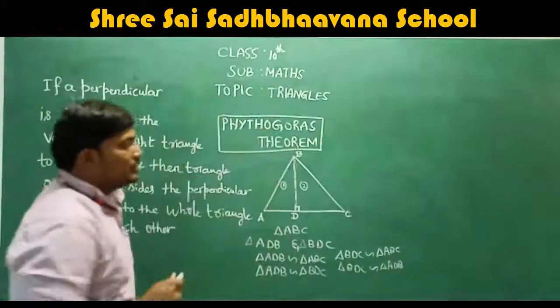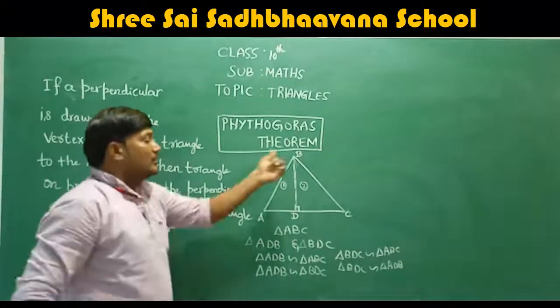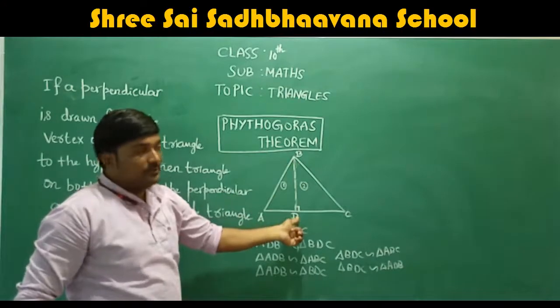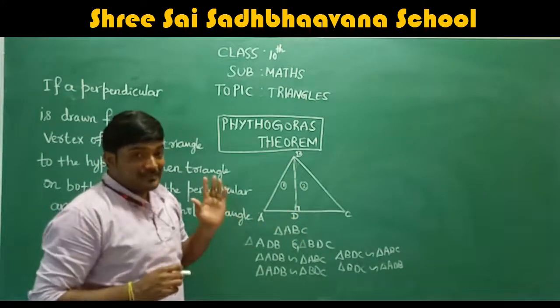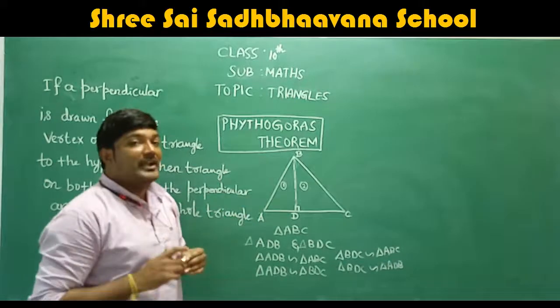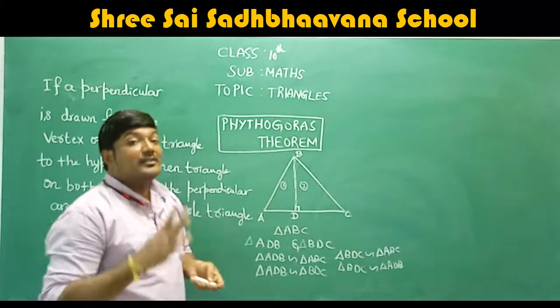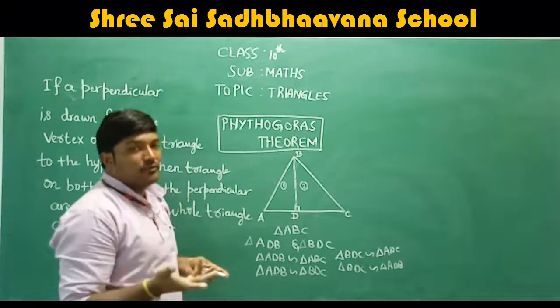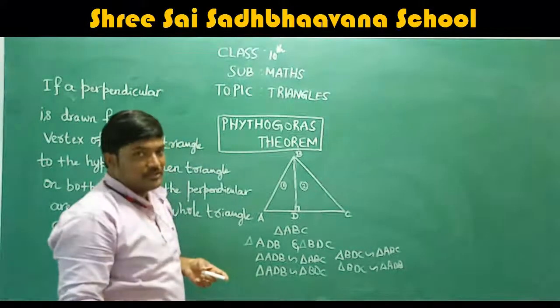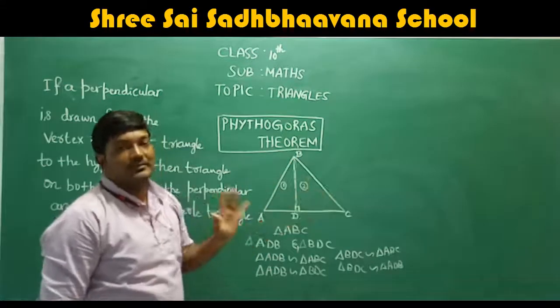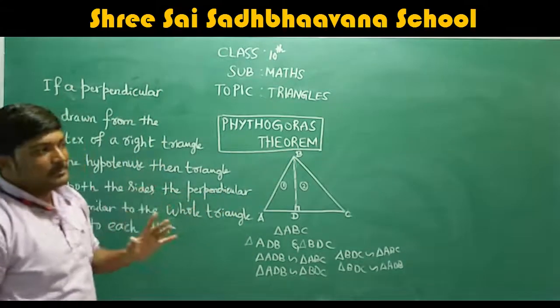What you understood is this: when you draw a perpendicular from one vertex to the hypotenuse, this perpendicular will divide the triangle ABC into two different triangles. What are those? ADB and BDC. The triangles which are formed are similar to each other and also similar to triangle ABC. That is the meaning of this statement.